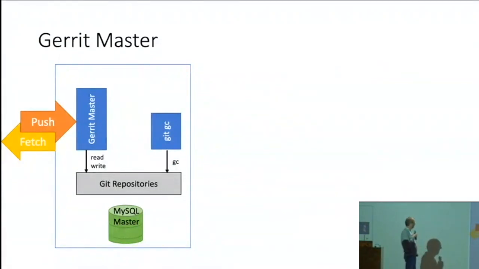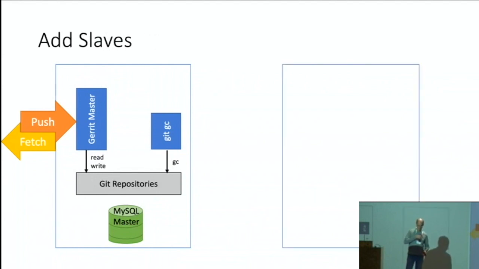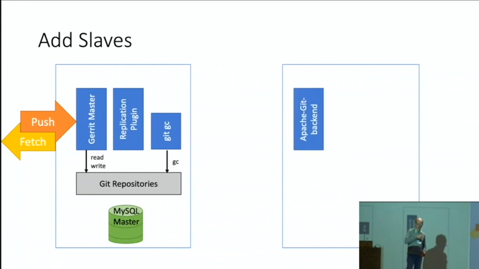This is where we started from. Probably everyone here in this room. So you start with a Gerrit master. You probably run a GC, and at least until 3.0, there's still a database. And then when the load goes up, you will start looking into the replication plugin and set up slaves.